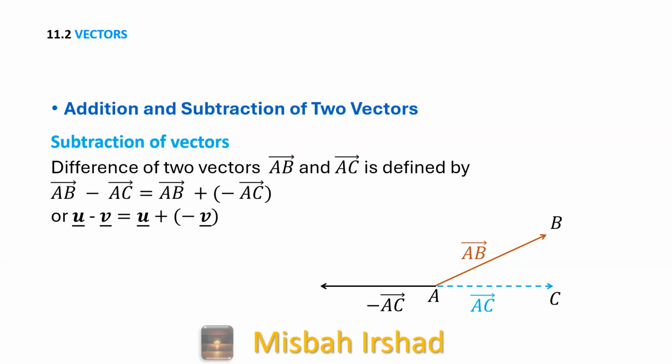And using equal vectors, draw a vector which is equal to AB, and then add these two. So this is the vector in red color. This one is the vector AB minus AC. So you can see that this diagonal was the sum of AB and AC, and this is the difference of AB and AC.